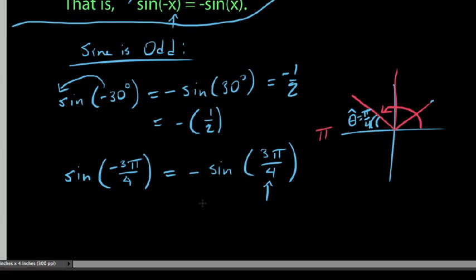We could say, all right, sine, well, it terminates in the second quadrant, so all students take calculus. We would get negative. Now we say sine of 3 pi fourths is radical 2 over 2. And we just get negative radical 2 over 2.